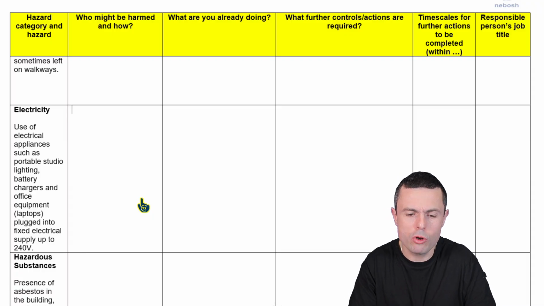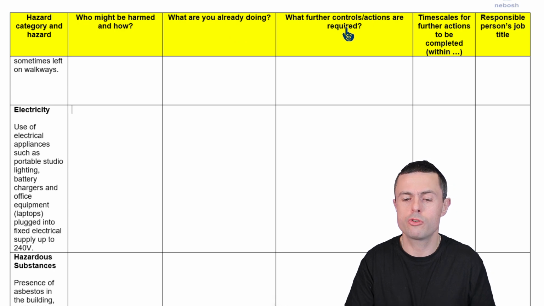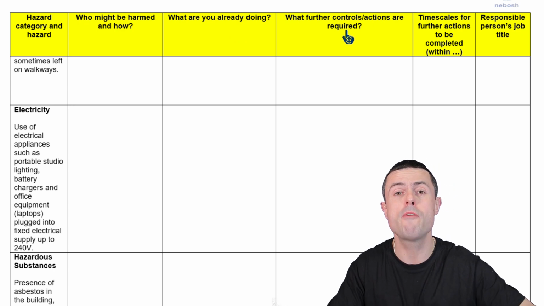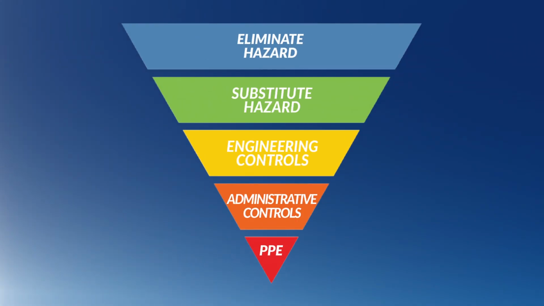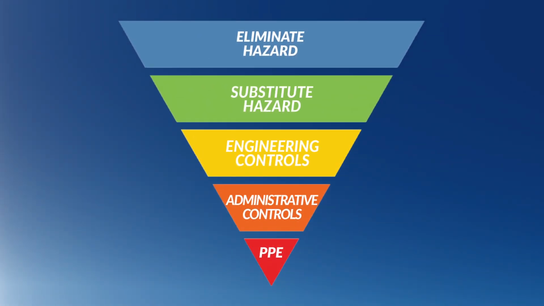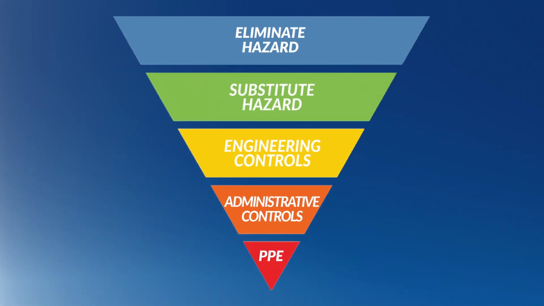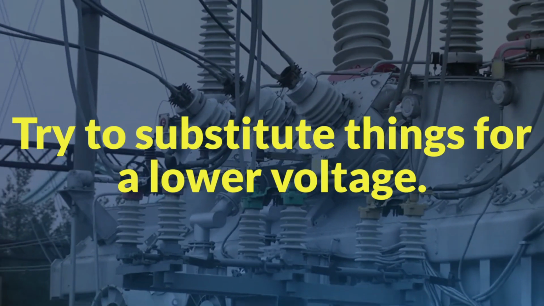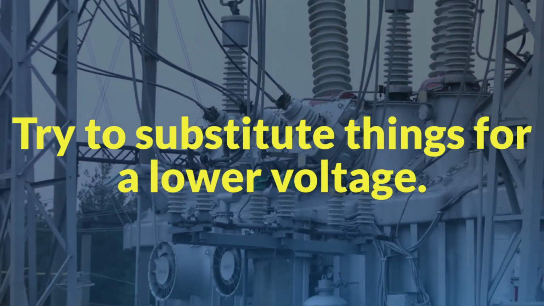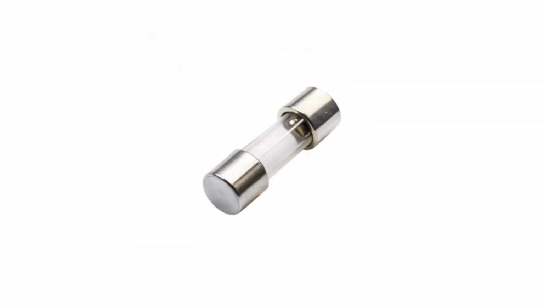In the controls, in these two columns here, what are we doing? What further controls are required? We need to include everything that is legally required. And there's a lot of stuff in the law which we can use. And a lot of that stuff uses the hierarchy of control. So in the law, we have baked into the law the hierarchy, of eliminate, of substitute, of engineering things out. Broadly speaking, you want to try to eliminate electrical sources if you can. You want to substitute things for a lower voltage, and you want to use engineering controls like residual current devices, fuses, circuit breakers, and so on.